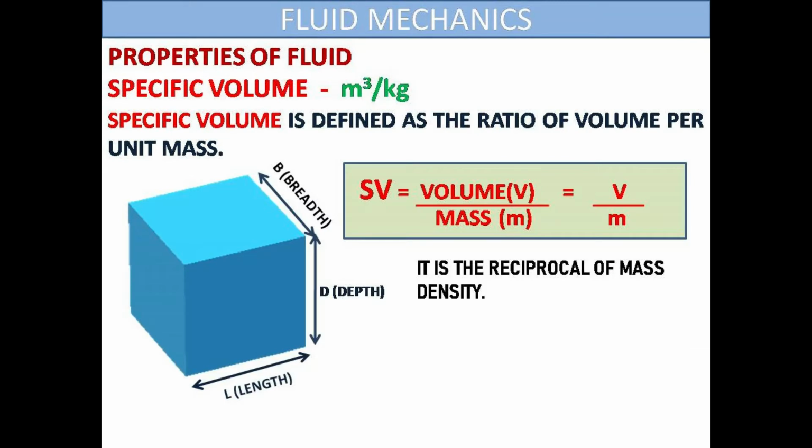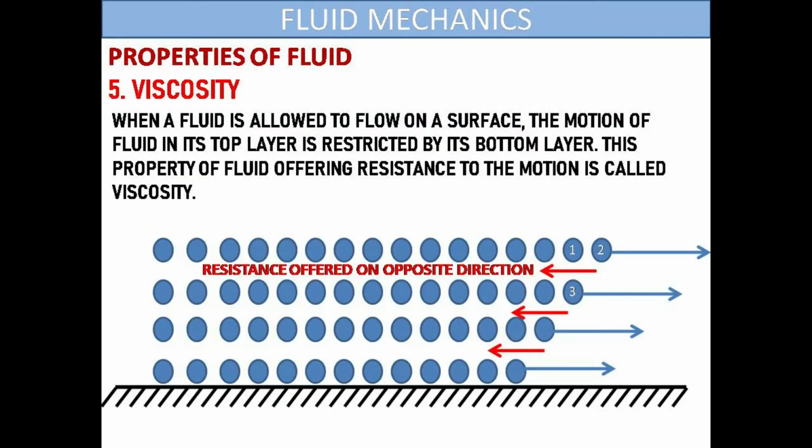Property 4. Specific volume. Specific volume is the reciprocal of mass density. It is defined as volume of fluid covered by unit mass of fluid. Units of specific volume are meter cube per kilogram of fluid.